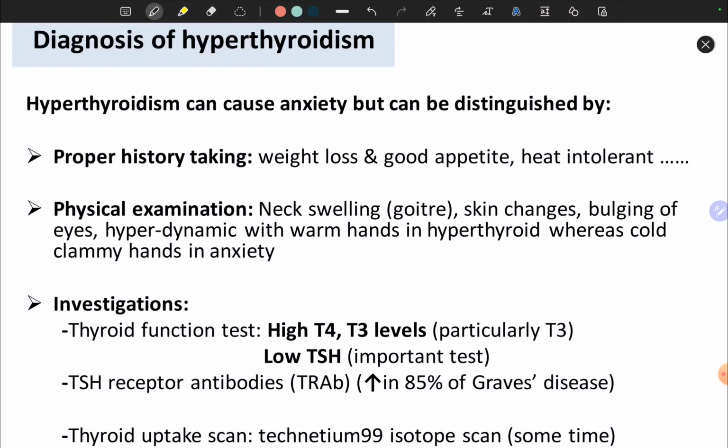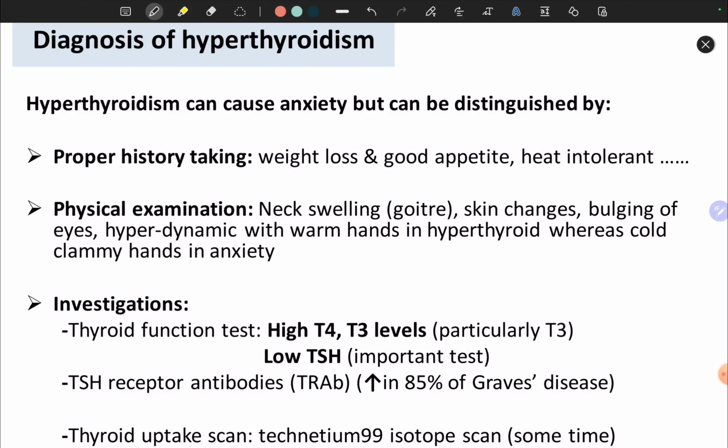Sometimes we need to send, especially in cases of Graves' disease, we send for antibodies. We find that the majority of our patients with Graves' disease will have what? TSH receptor antibody. Why? Because this is the reason why the patient develops thyrotoxicosis. Because we have an autoimmune condition, antibody attached to the receptor, and it will stimulate the gland.